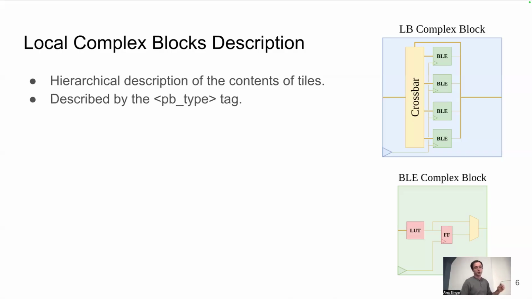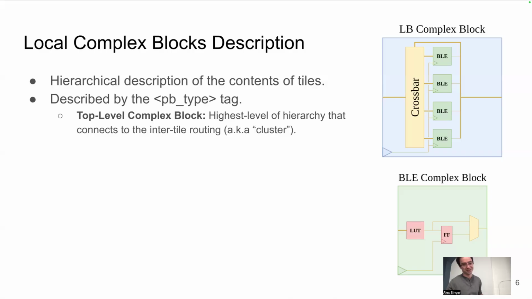So to describe the local complex blocks, we use the tag PB type. To be honest, I don't know what PB stands for. I couldn't find it in the documentation. I believe it stands for physical block, which is really confusing because I just told you it's logical. Maybe it stands for primitive block, but these aren't primitives. So Amir, do you know what PB stands for? Yeah, I think it's physical block. But as I said, we try to avoid that terminology. We really call these complex blocks. So I'm going to use that terminology.